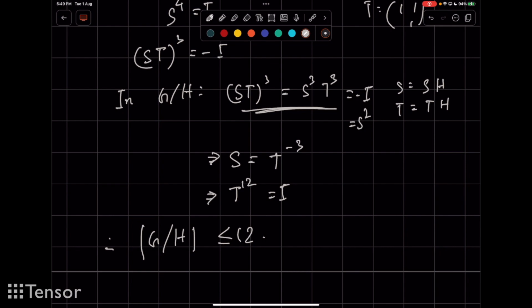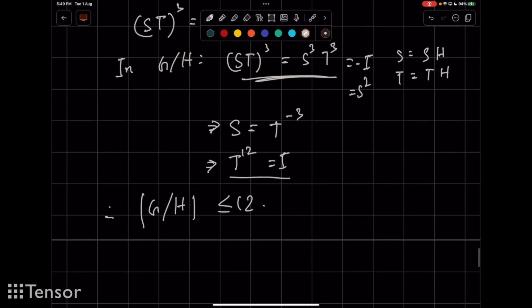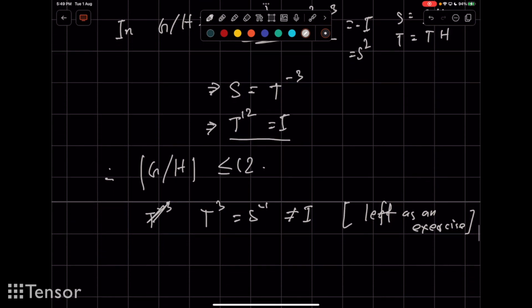Now, what is the order of T? The order of T is a divisor of 12, right? And T to the 3 is S inverse, because T to the minus 3 is S, right? And this is not the identity. Well, the coset of S inverse is not the identity coset H. These details are left as an exercise. I'm just sketching the proof, I'm not going through all the details, okay?